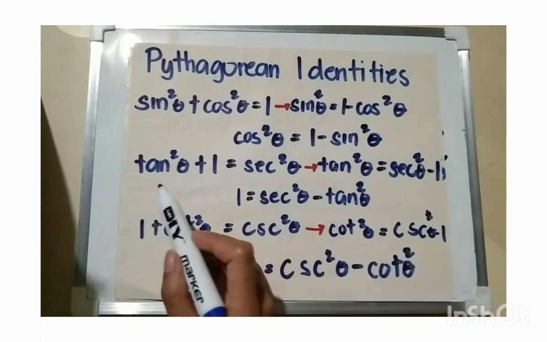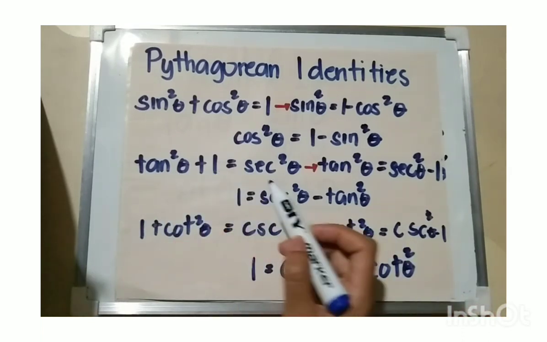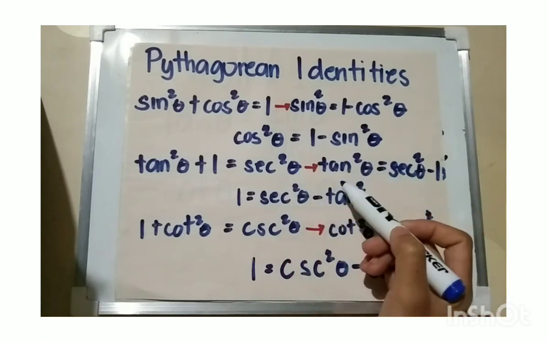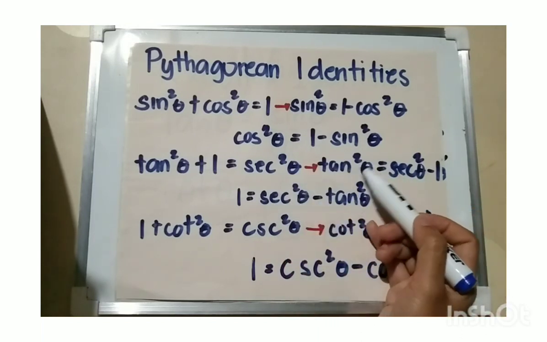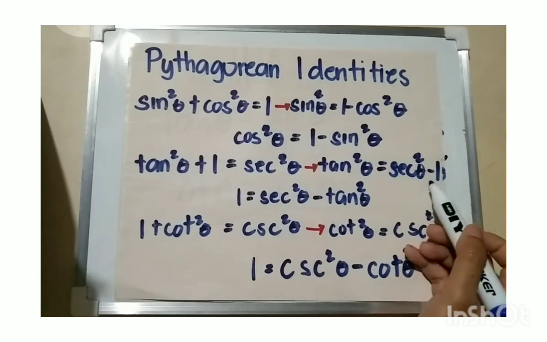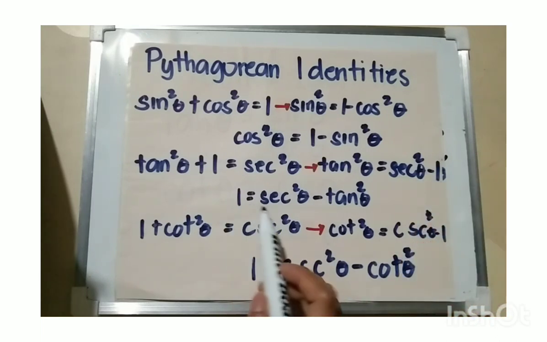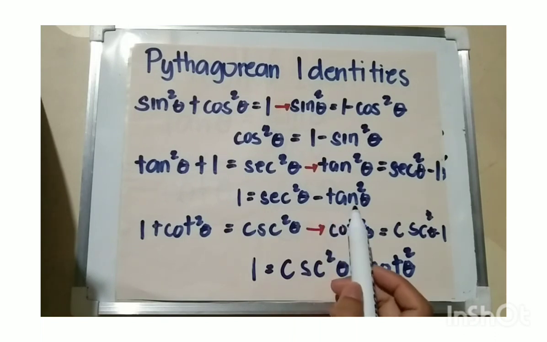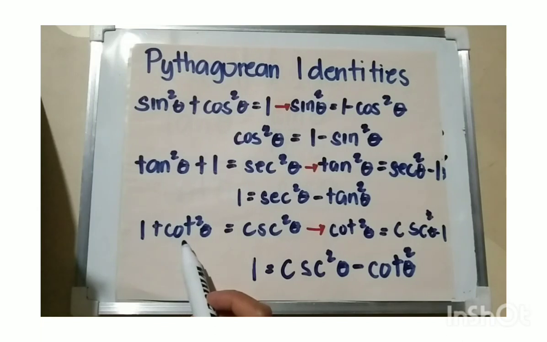Next, we have tangent squared theta plus 1 is equal to secant squared theta. Or it's the same as tangent squared theta is equal to secant squared theta minus 1, or 1 is equal to secant squared theta minus tangent squared theta. So that's the second. And last, we have 1 plus cotangent squared theta is equal to cosecant squared theta. Or cotangent squared theta is equal to cosecant squared theta minus 1, or 1 is equal to cosecant squared theta minus cotangent squared theta. So that's our Pythagorean identities.